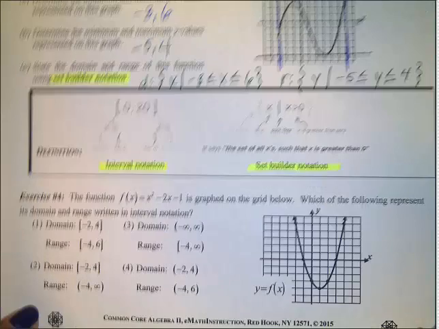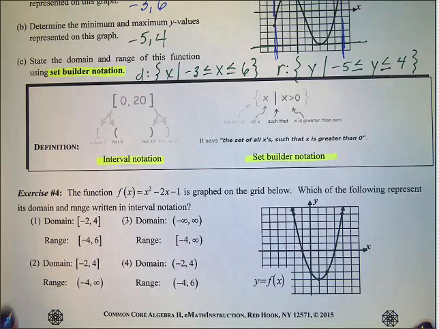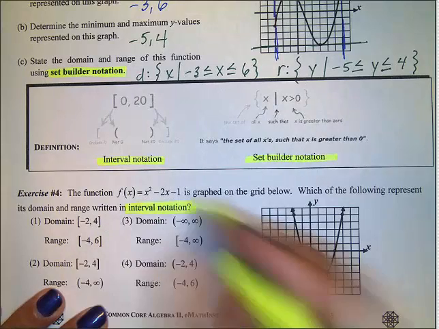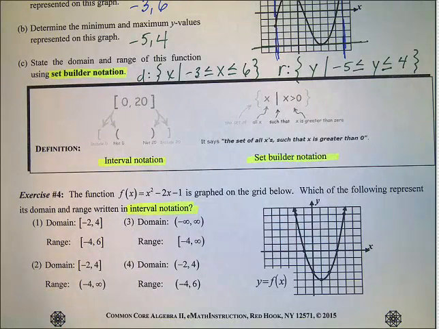Exercise 4. Multiple choice. The function f of x equals x squared minus 2x minus 1 is graphed on the grid below. Which of the following represent its domain and range written in interval notation? And I'll tell you, I like interval notation better because I find it a lot easier to write.